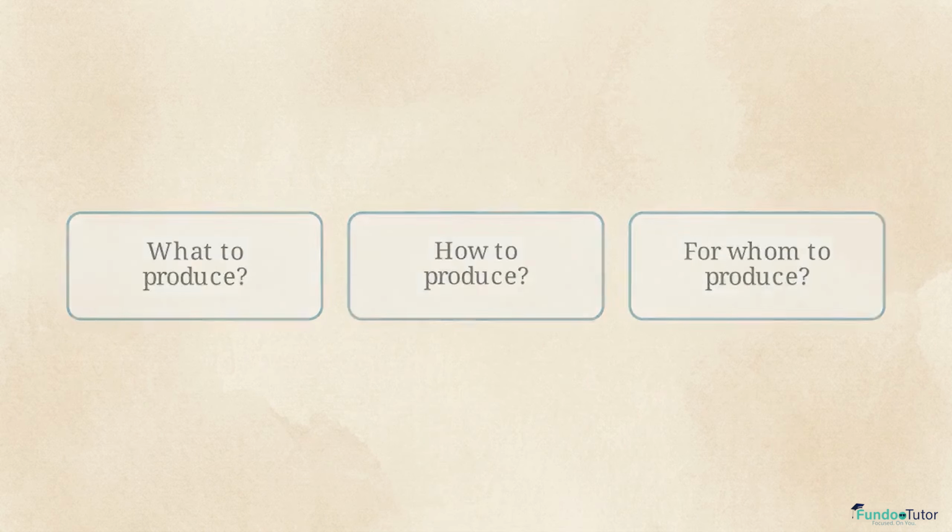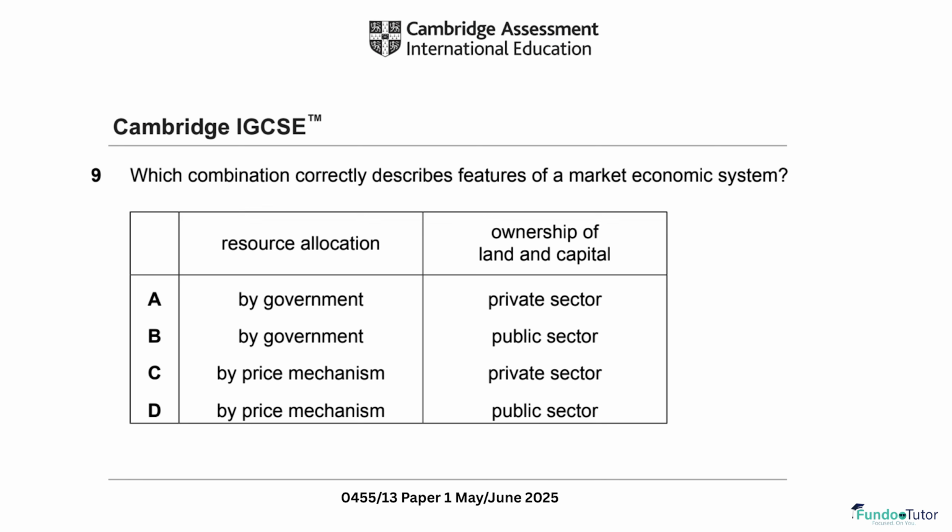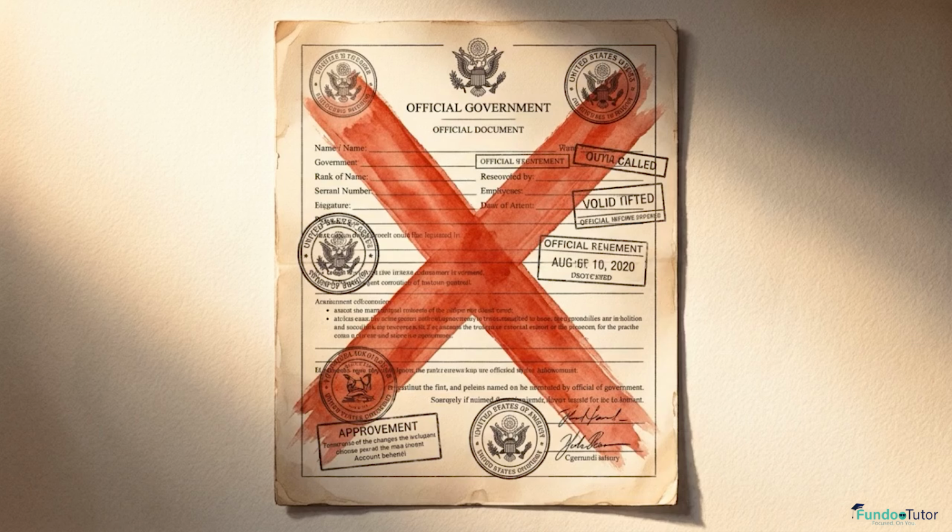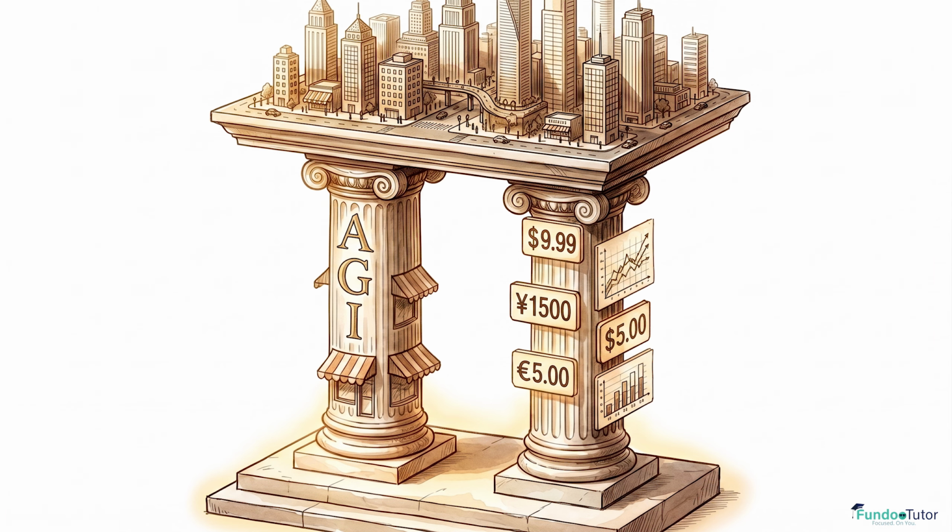Let's test this with a one-mark question from Cambridge. Which combination correctly describes features of a market economic system? In a free market, land and capital are owned entirely by the private sector, and resources are allocated by the price mechanism. This means there are zero government directives in a pure market economy. The private sector and the price mechanism act as the strict twin pillars keeping the entire system standing.